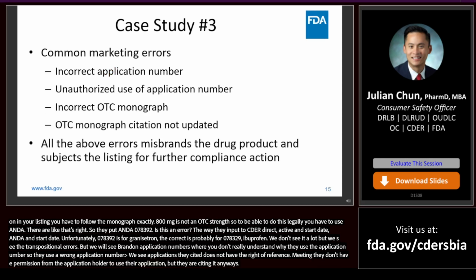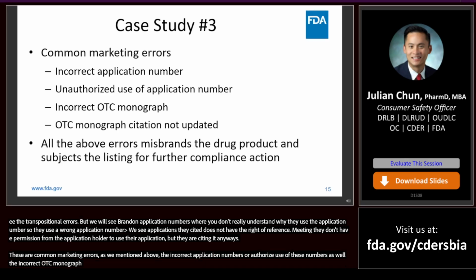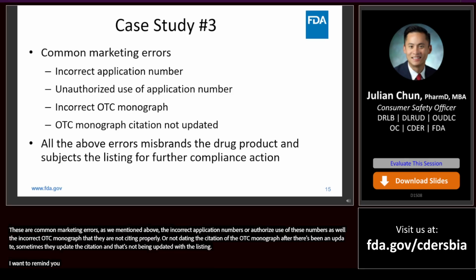So these are common marketing errors that we're seeing, as I mentioned above: the incorrect application numbers or unauthorized use of these application numbers, as well as the incorrect OTC monograph that they're not citing properly, or they're not updating the citation of the OTC monograph. After there's been an update, sometimes the citation is not being updated in the listing. So I want to remind you guys that all of the above errors misbrand the drug product and subject the listing to further compliance action.